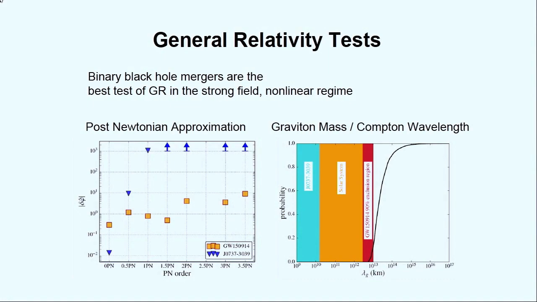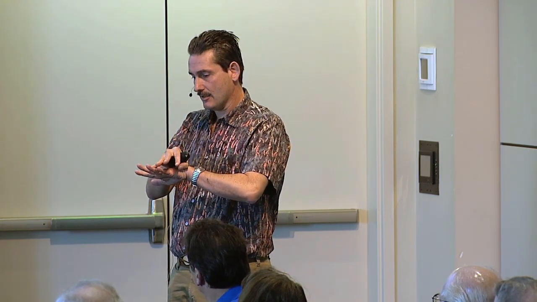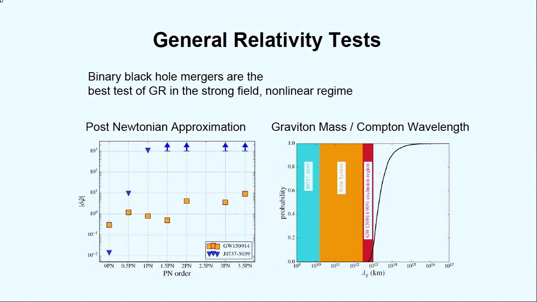The other thing you can do is make a limit on the graviton mass, because this is a chirp. If the graviton has a mass, there is a dispersion, so this chirp signal would start slowly dispersing, so we can test for that. And the limit is about 10 to the 13 kilometers. That is comparable with the solar system limits, but not much better.